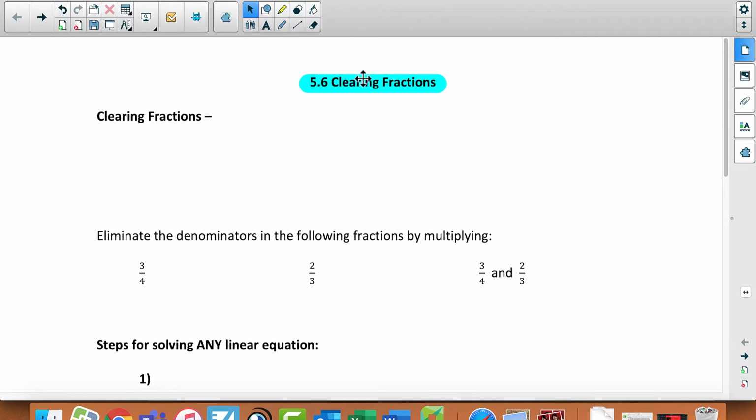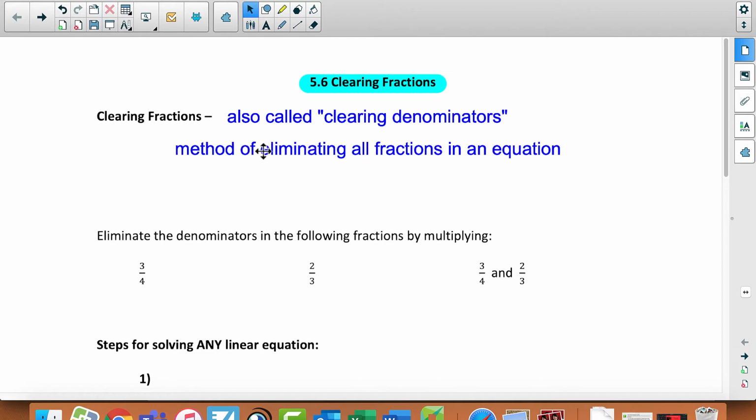So we're going to clear fractions. 5.6, clearing fractions. What does that mean, clearing fractions? Well, it's also called clearing denominators. And basically, it's a method of eliminating all the fractions in an equation.